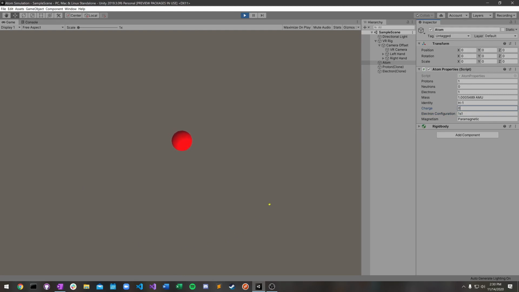So the proton is positive, electron is negative. They have the same charge but just opposite signs, so they cancel out. And then the electron configuration, which is just 1s1, so that's one electron in the 1s orbital. And then it has the magnetism, which is either going to be diamagnetic or paramagnetic, and this will change. It will be diamagnetic when the outermost shell is full, and it will be paramagnetic any other time.